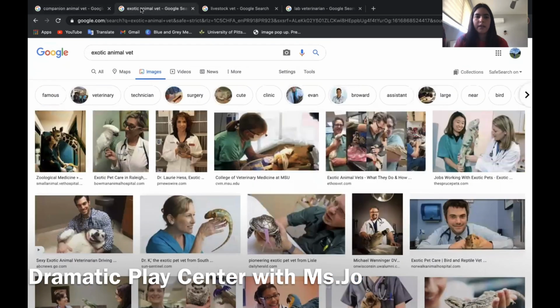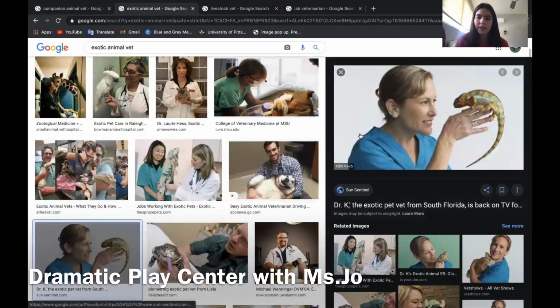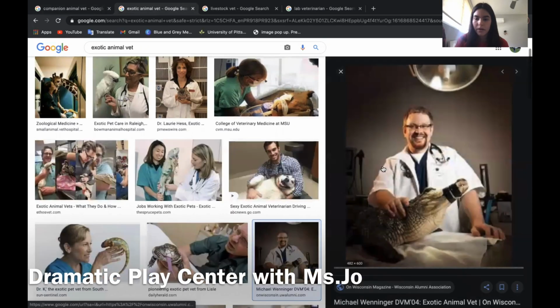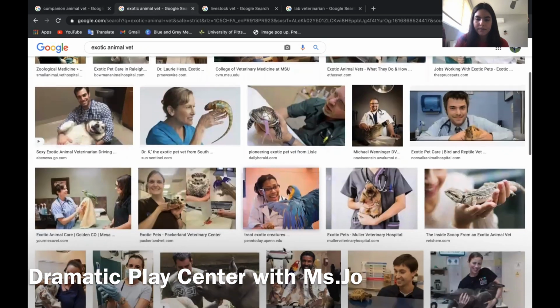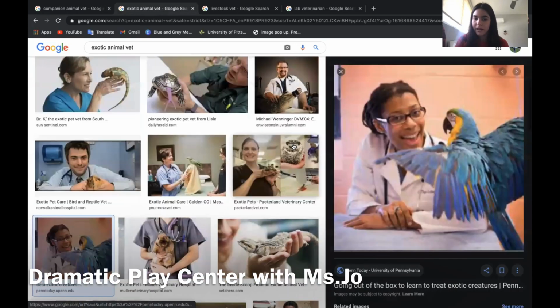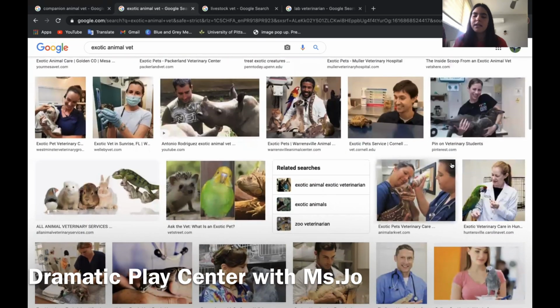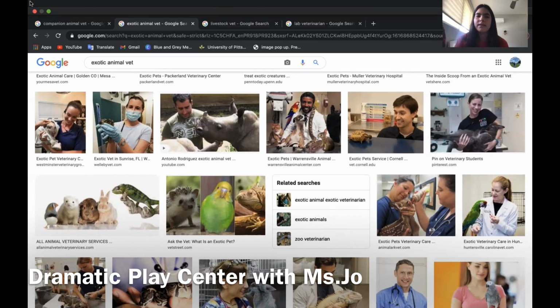Then we have the exotic animal vet, which here we see the vet with a chameleon. Here we see one with a crocodile. Here we see one with a parrot. It's just more exotic animals. We might have seen some of the ones, maybe the animals we saw in the book would have gone to this vet.